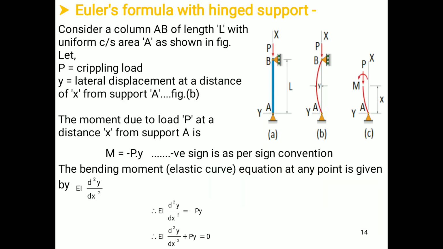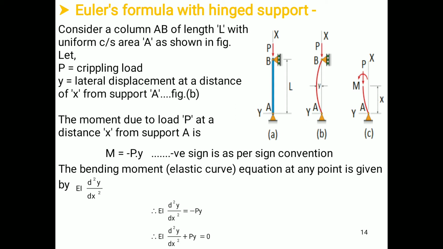To derive the Euler's formula, we are going to consider both ends of the column as hinged, and as per the syllabus we are going to consider both ends as hinged. Therefore, we are going to concentrate on the figure as well as on the theory. So consider a column AB of length L with uniform cross-sectional area as shown in the figure.